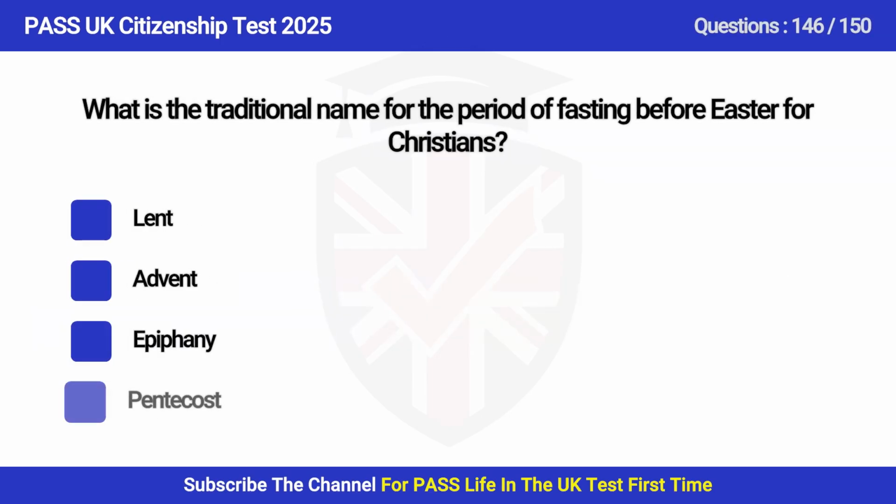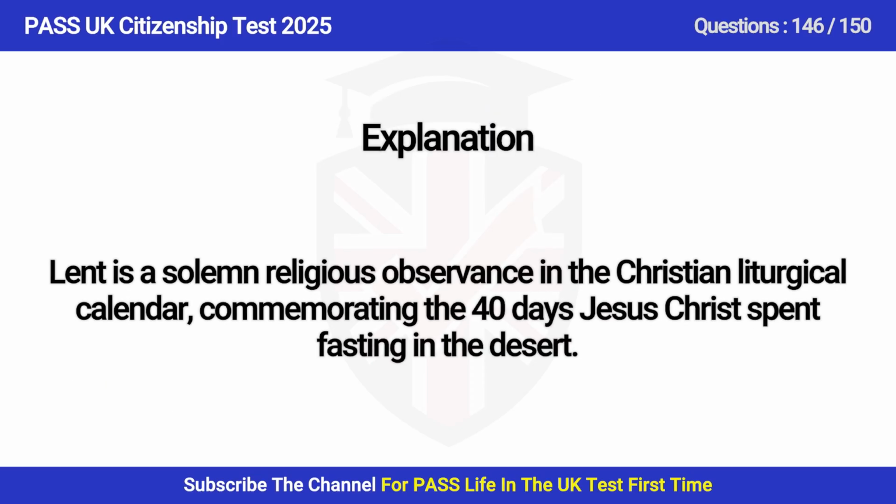Question 146. What is the traditional name for the period of fasting before Easter for Christians? A. Lent. B. Advent. C. Epiphany. D. Pentecost. Answer is A. Lent. Lent is a solemn religious observance in the Christian liturgical calendar, commemorating the 40 days Jesus Christ spent fasting in the desert.